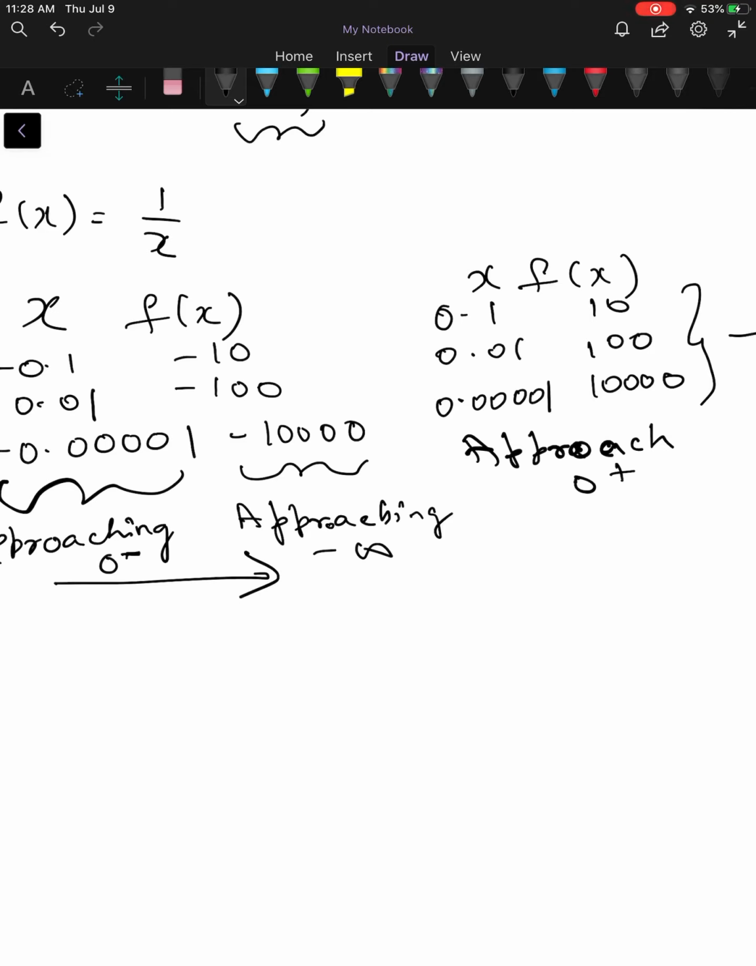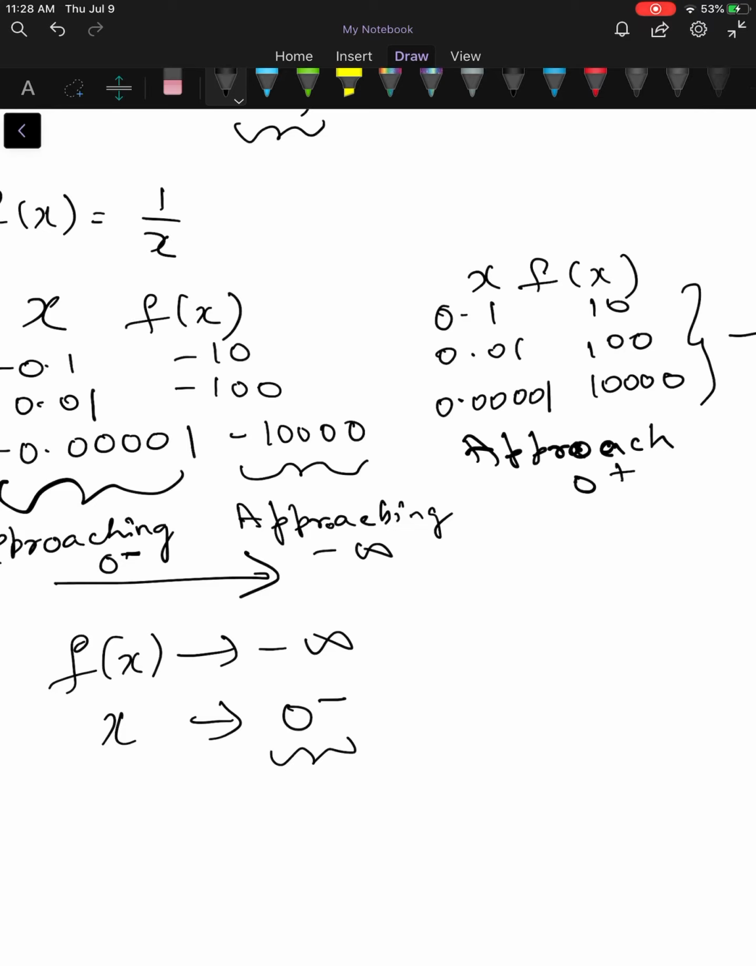How can we write it in symbols? f of x will tend to negative infinity as x will tend to 0 minus. The 0 minus, with the minus overhead, represents that x is approaching 0 from the left. So y approaches infinity.